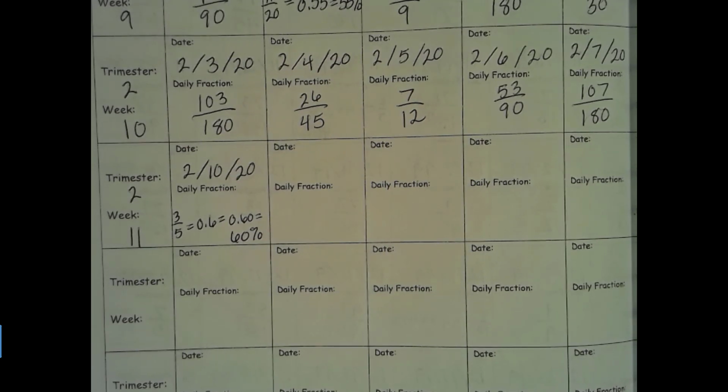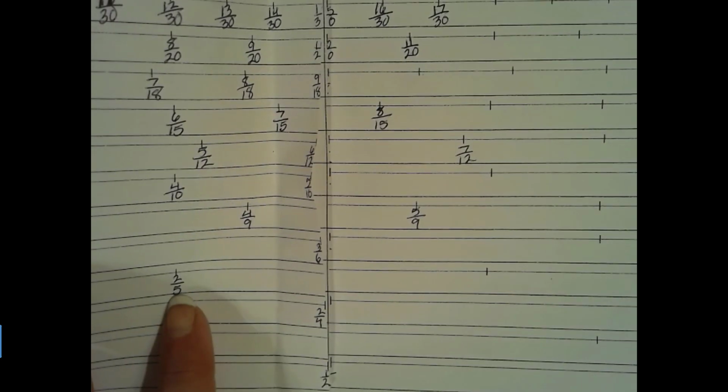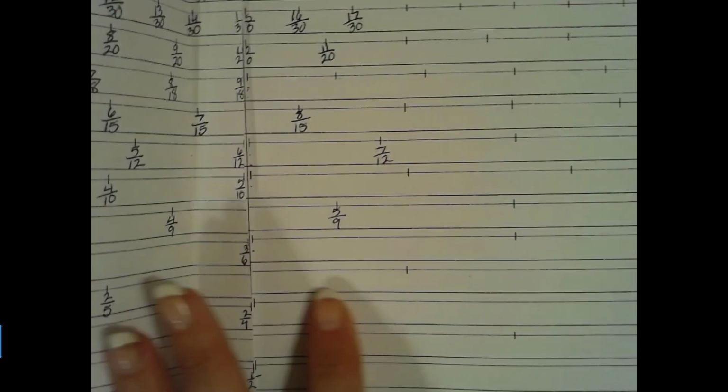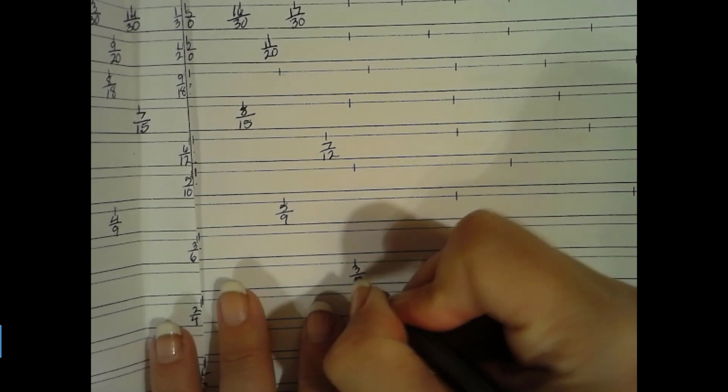Okay, let's go ahead and get out our number line. We did groups of 36. So here we have our 2/5 on this side. So we go over here, 3/5. And if you look, here are those 2/5 left to complete the year.